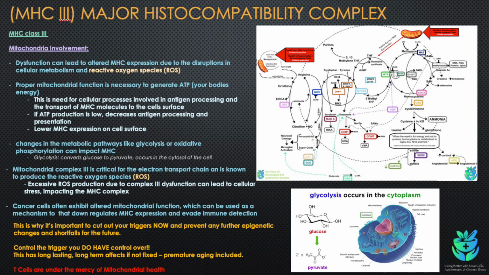Cancer cells often exhibit altered mitochondrial function, which can be used as a mechanism to down-regulate MHC expression and evade immune detection. This is why it's important to cut out your triggers now and prevent any further epigenetic changes and shortfalls for the future. Control the triggers you do have control over. T cells are also under the mercy of mitochondrial health.